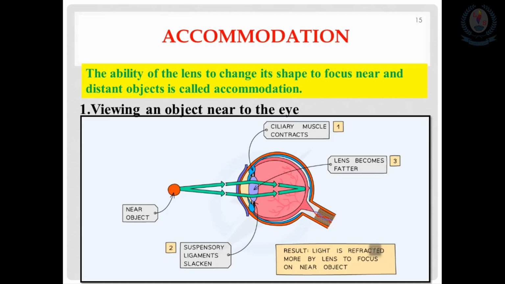What happens when the eye focuses on a near object? Light from near objects needs to be focused a large amount. In this case, the ciliary muscles contract. This causes the suspensory ligaments to loosen. Now the lens is thicker and refracts the light rays more strongly, and they are finally focused to a point on the retina.